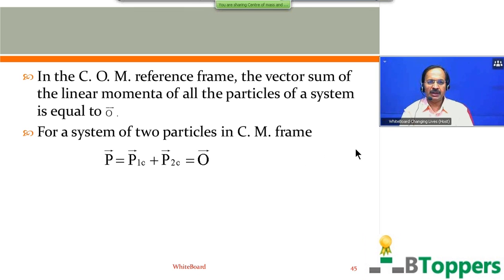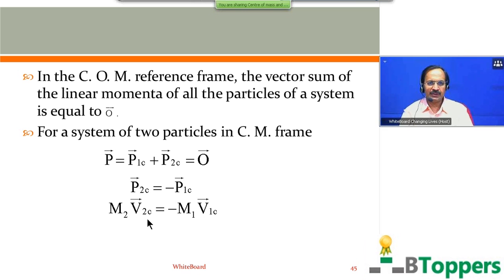For a system of two particles in the center of mass frame, P bar equals P bar 1c plus P bar 2c. P bar means total linear momentum of the system of the two particles. P bar 1c is the momentum vector of the first particle with respect to the center of mass system of the two particles. P bar 2c is the momentum vector of the second particle with respect to the center of mass system of the two particles. So the vector sum of linear momentum of all the particles of any system with respect to the center of mass system as origin will turn out to be the zero vector. That means P bar 2c is equal to minus P bar 1c.